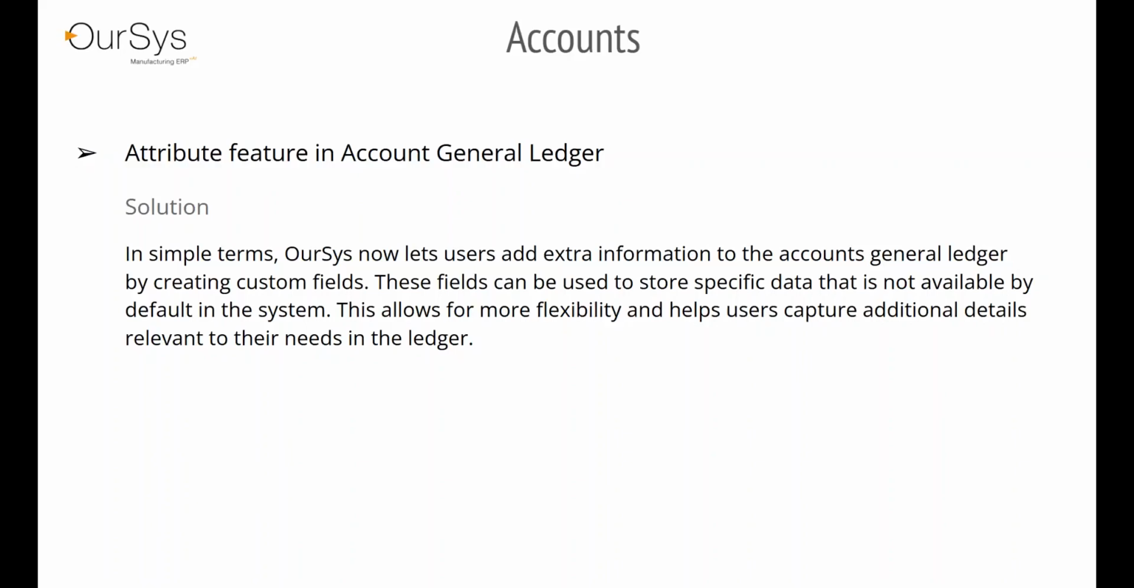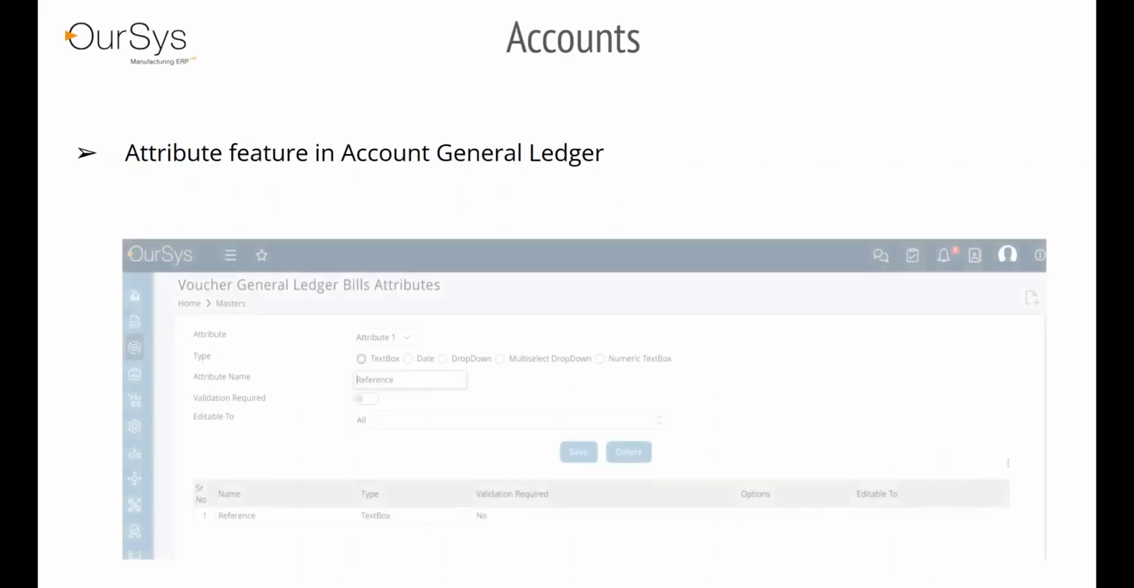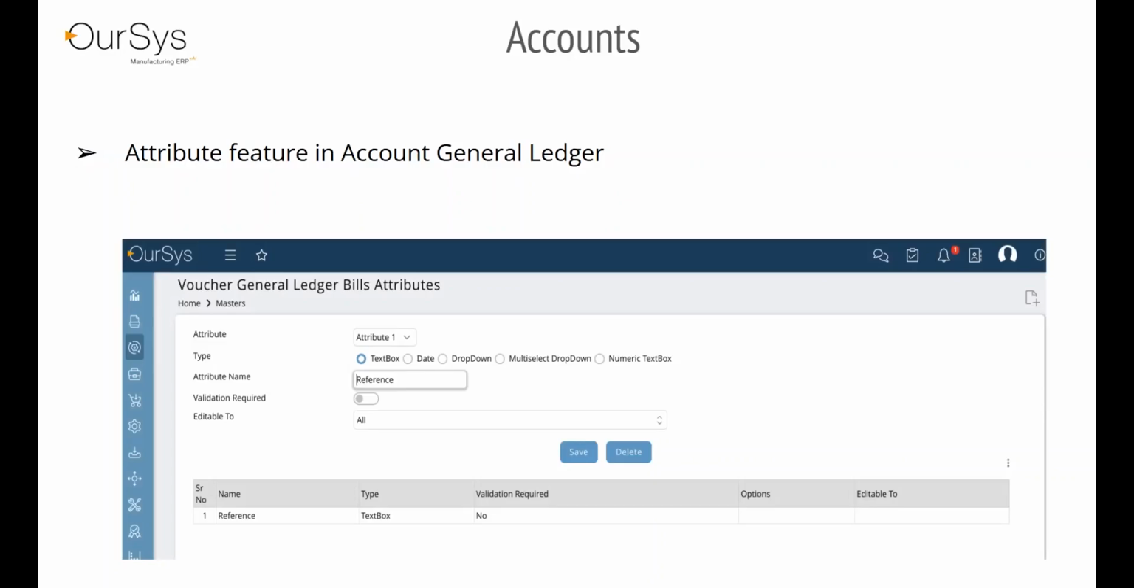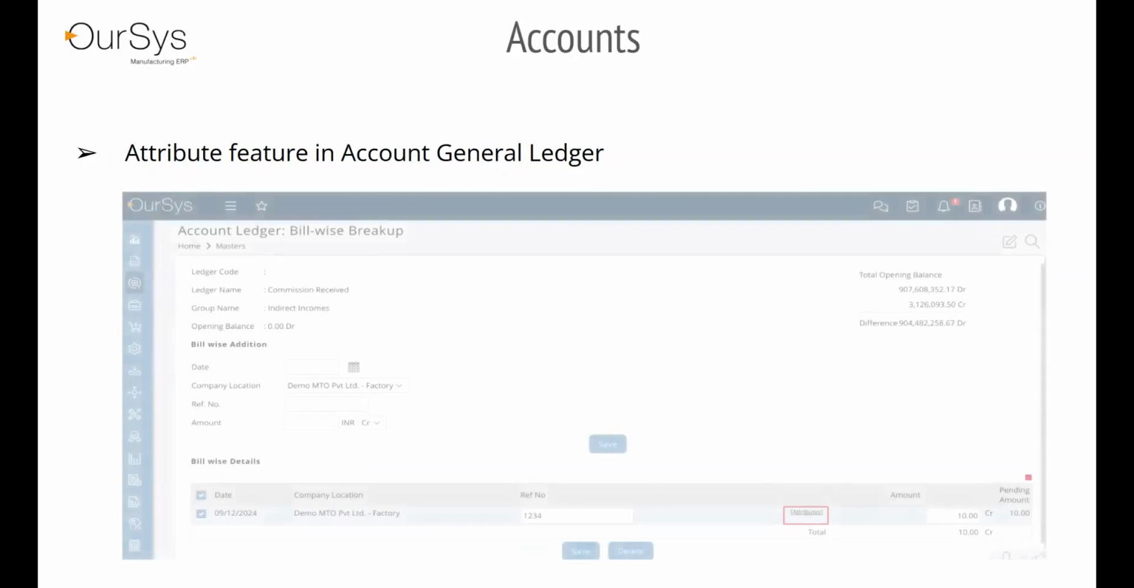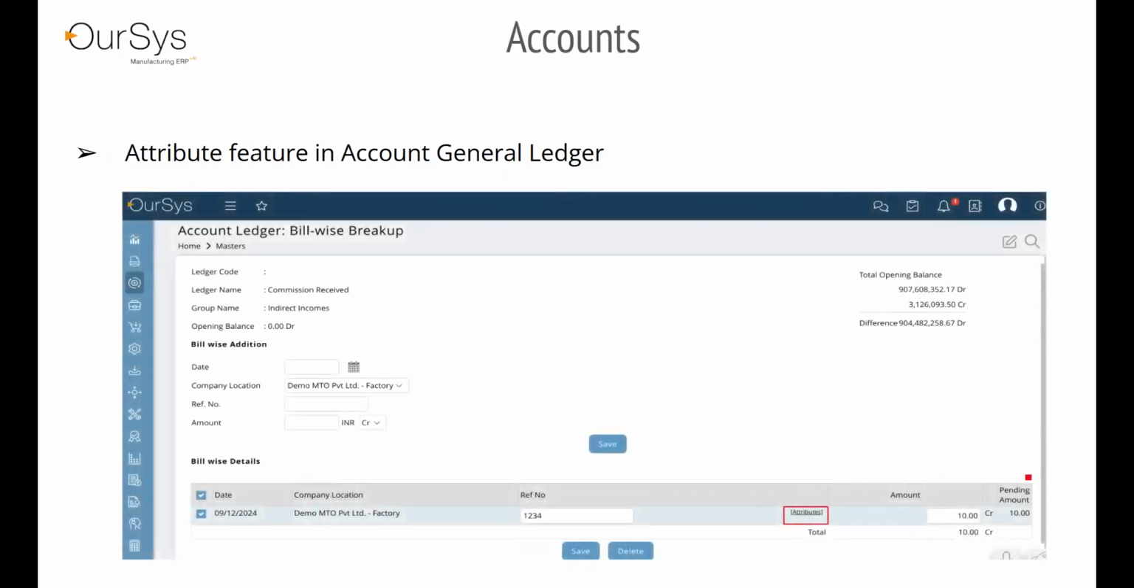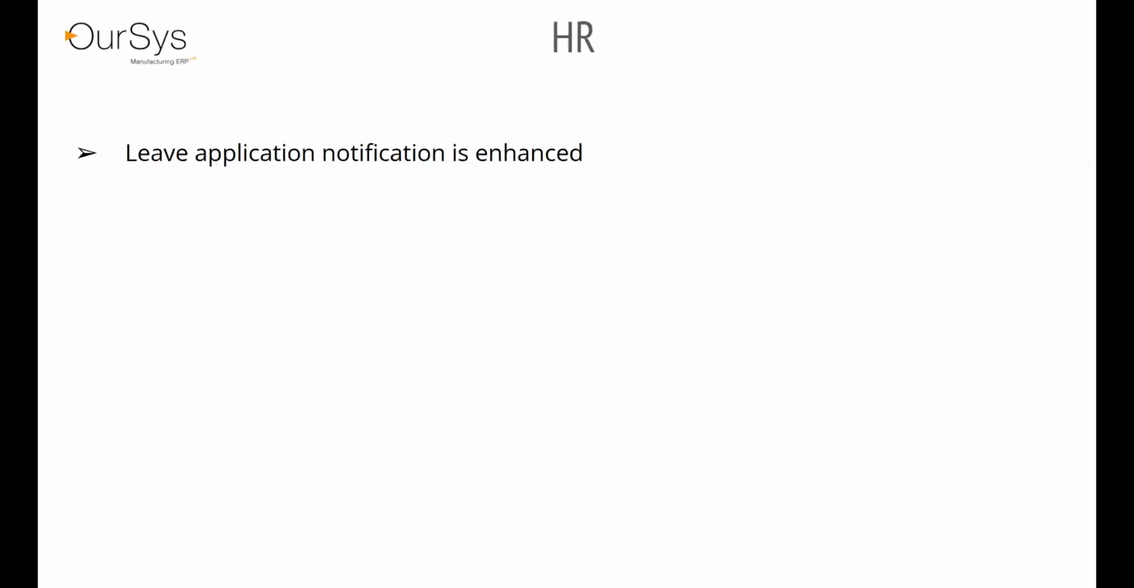So here you can see under the accounts module, we have now given a provision called voucher general ledger bill attribute. Here you can create your own additional field: date, text box, drop down, etc. And while making a bill-wise breakup, you can see the attribute option is there to update that additional detail. And this can also be searched in your ledger report as well.